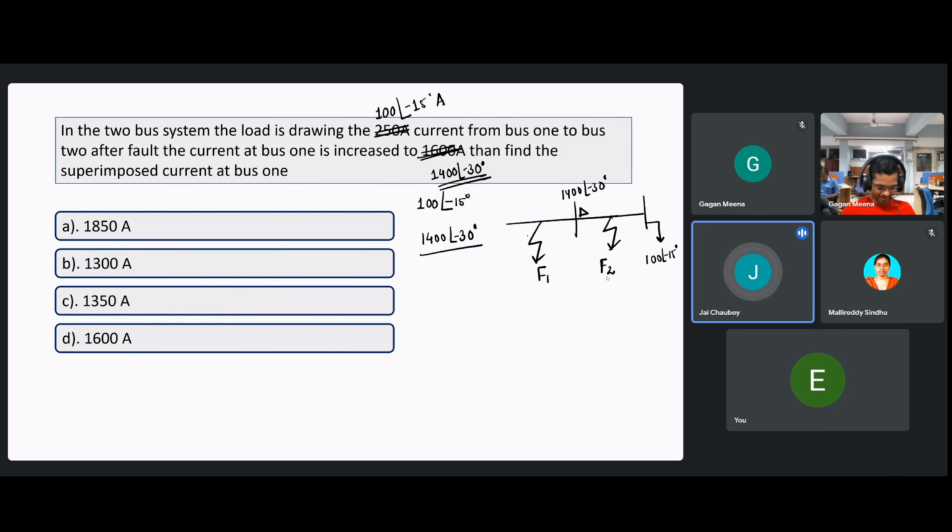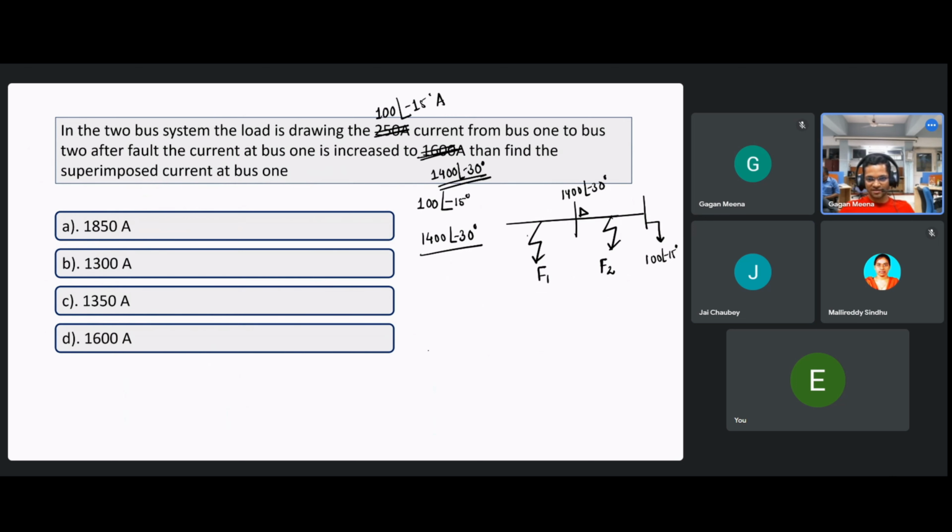That should be in the same quadrant, no? Because the angle difference is only 15 degrees. So it will depend.